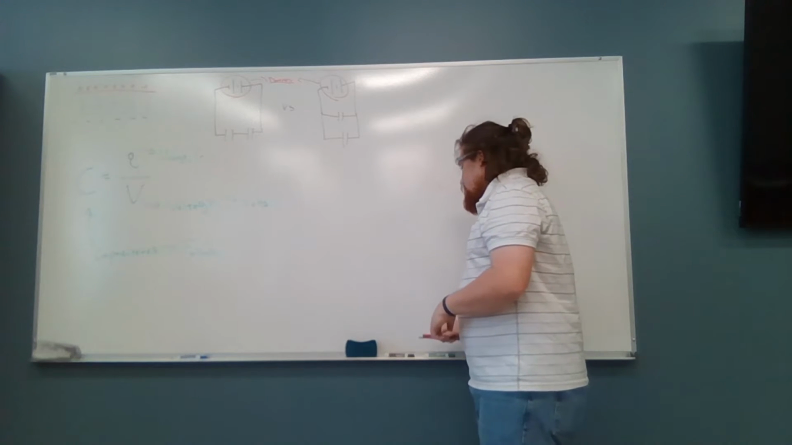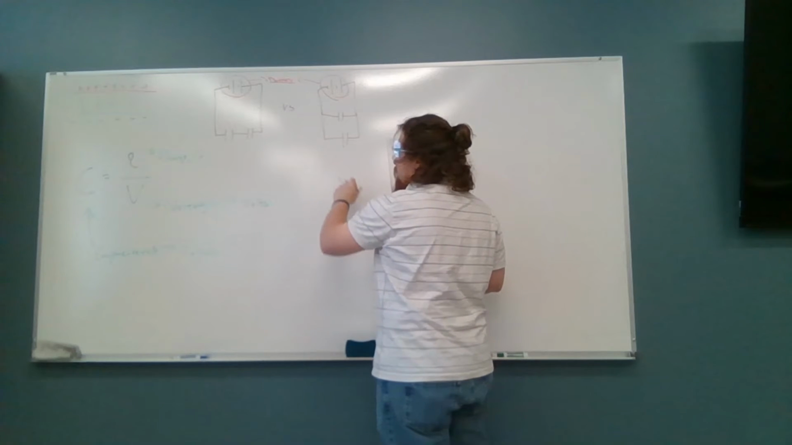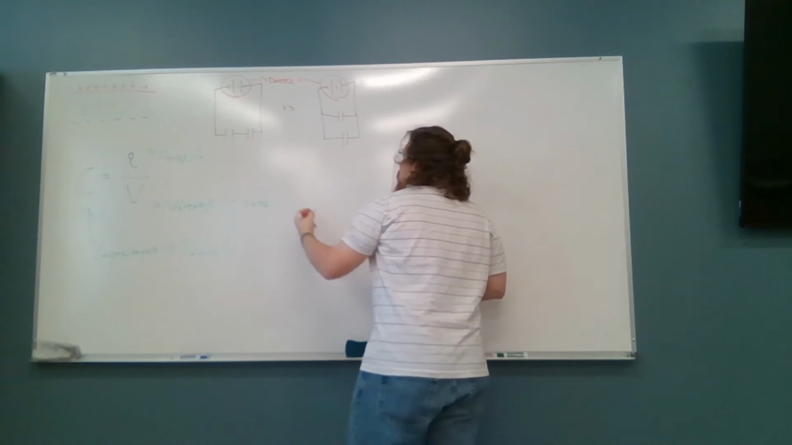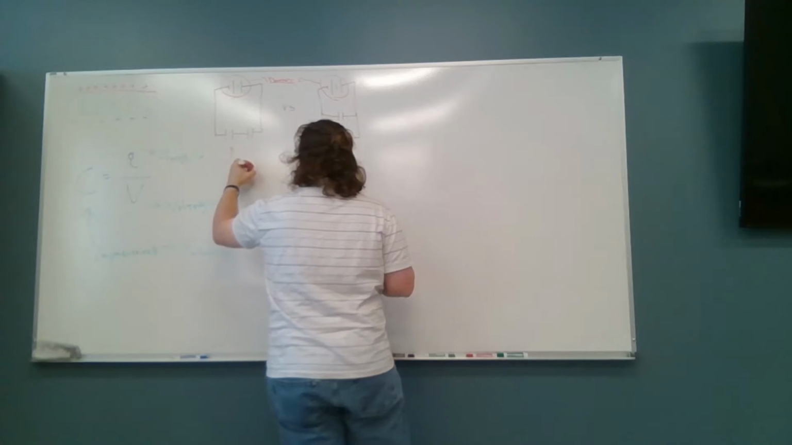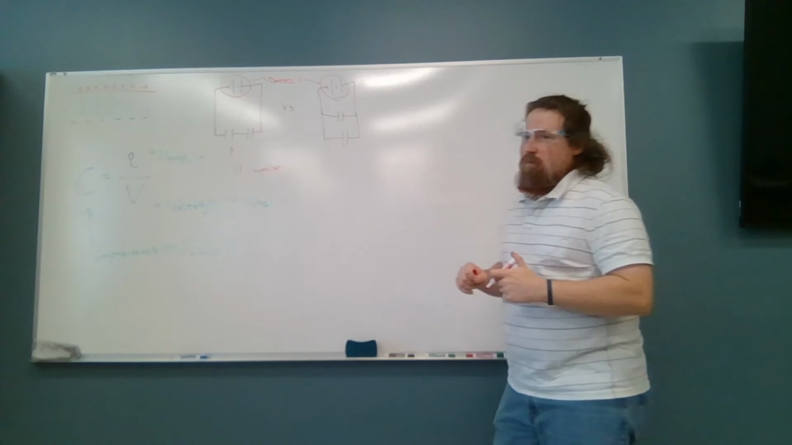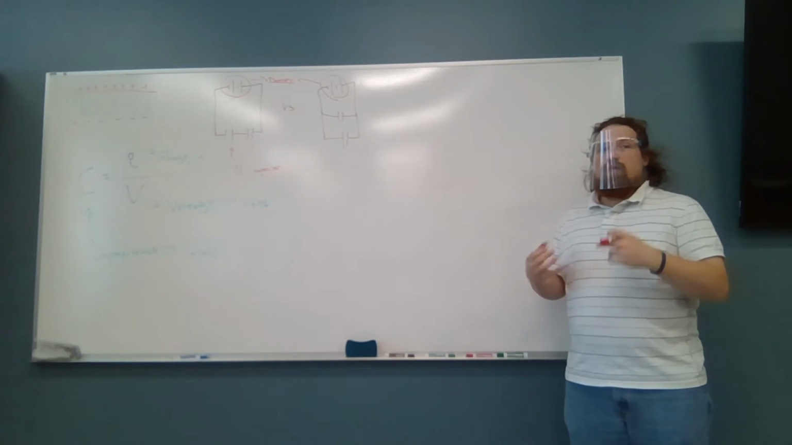The other symbol present in these diagrams is these 2 parallel lines that are the same size. And this symbol represents the capacitor itself. So wherever you see 2 parallel lines of the same size is where a capacitor goes.